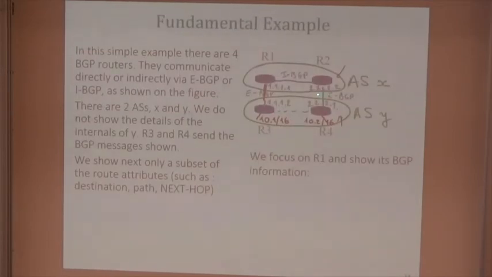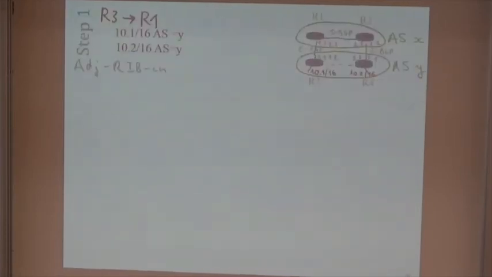This is where we stopped last week. So we consider a toy example where we have two ASs, X and Y. In AS-Y, we have two prefixes, 10.1/16, 10.2/16, that are advertised by the blue boxes that are BGP routers to other BGP routers in the peer domain here. We zoom on R1 and look what happens.